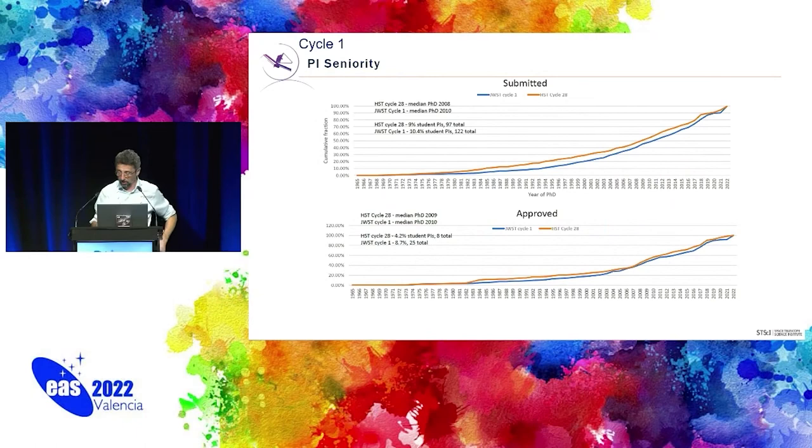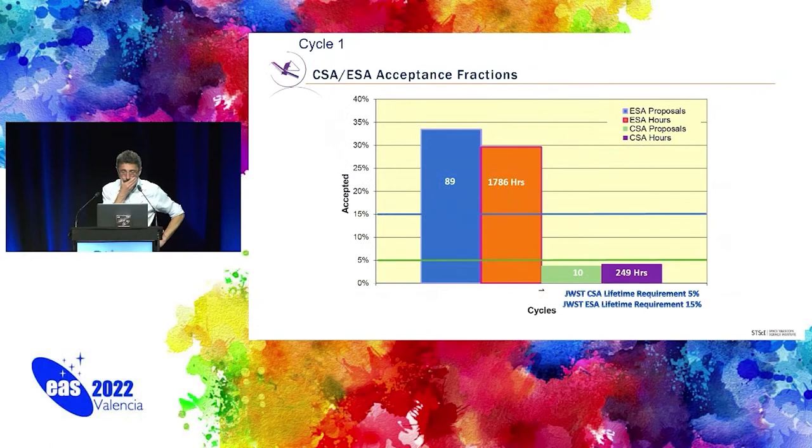In terms of time allocated to the different partners, you may know that the requirement for ESA, since the ESA participation is much larger in Webb than for Hubble, was that over the lifetime of Webb, ESA should have at least 15% of the time allocated to European observers. And you see that in Cycle 1, this has certainly been the case already, with about 30% of the time allocated to ESA-affiliated observers.